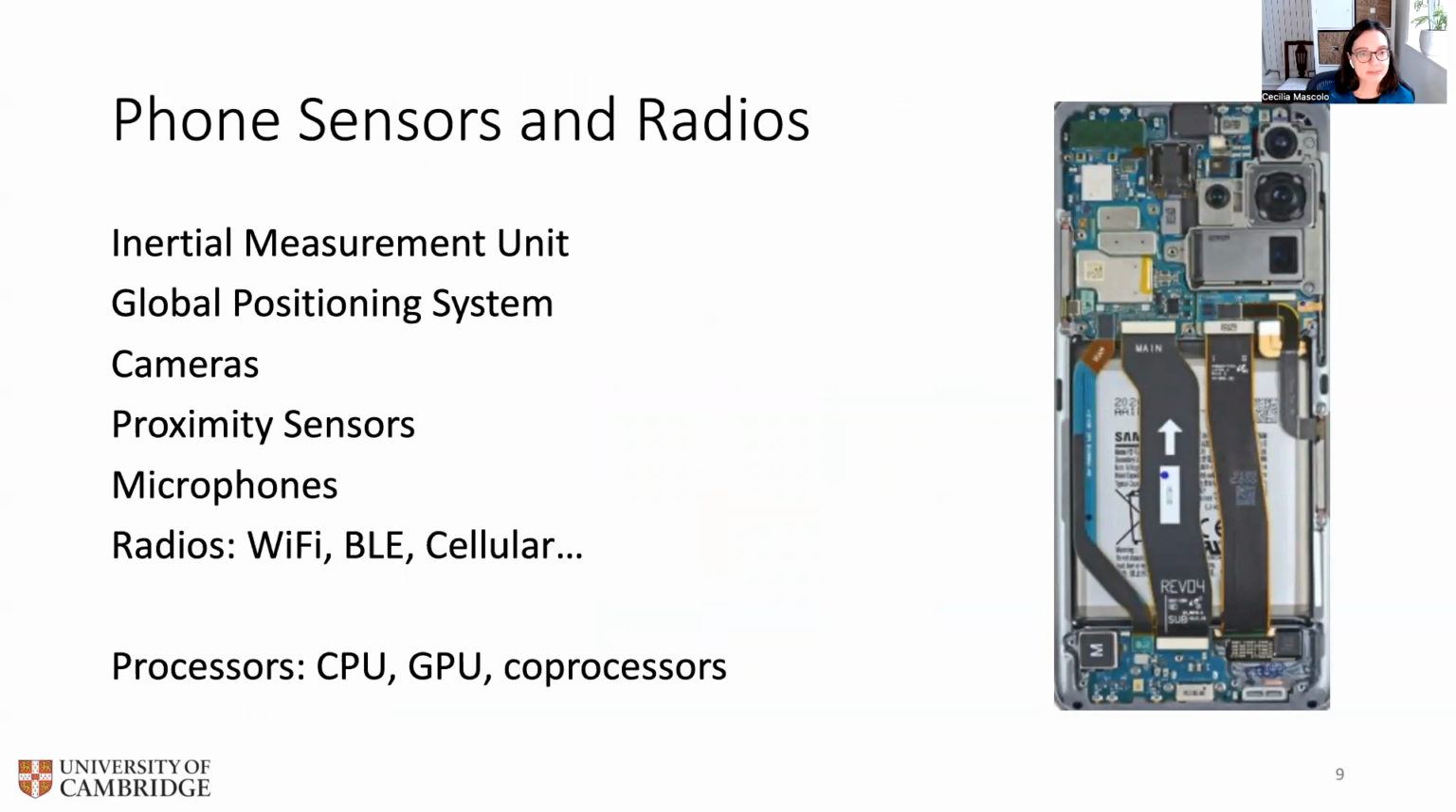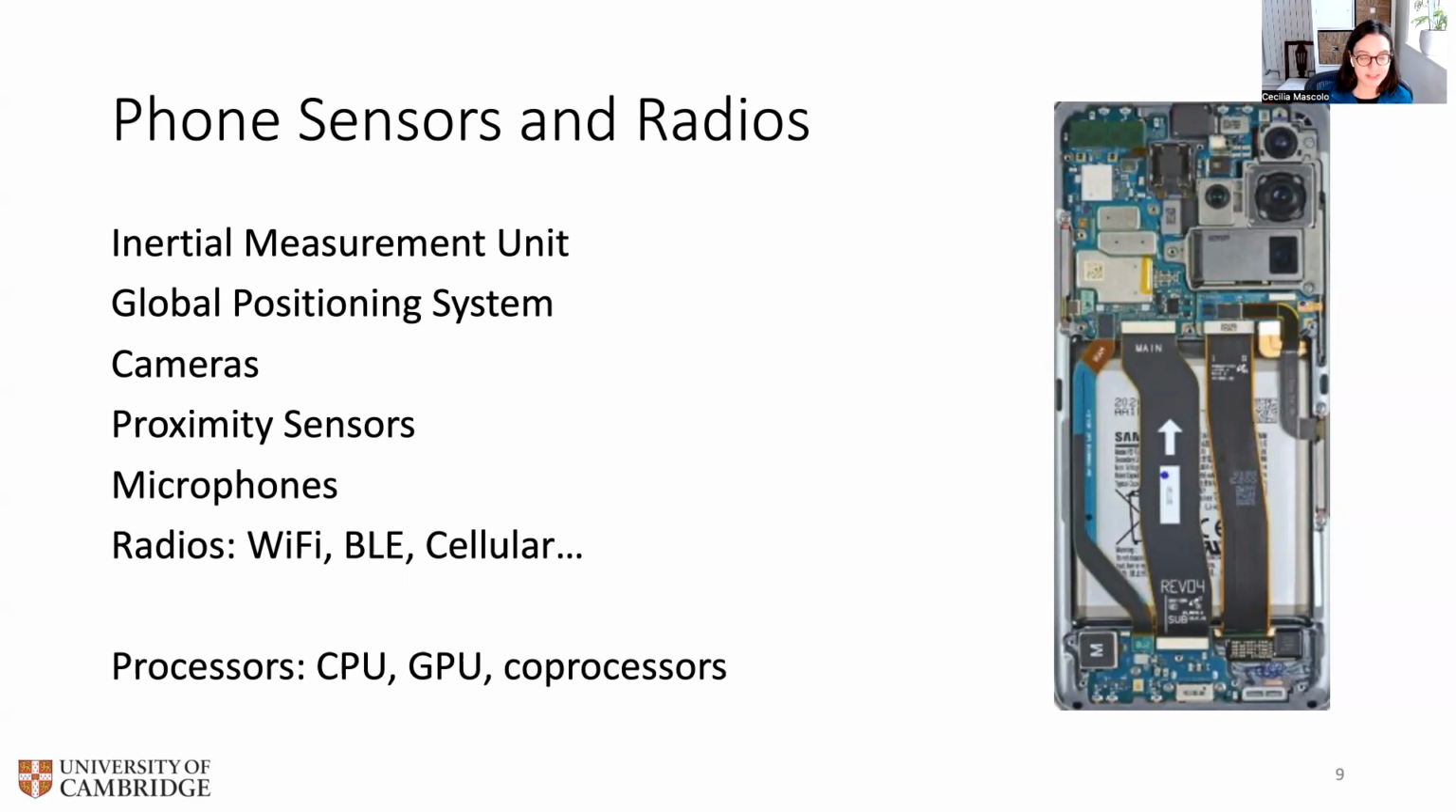So, phone sensors and radios. This is an image of a Samsung phone, a Galaxy S20, from the back, and you can see various components. This phone is already more powerful than my first computer, which probably tells more about my age than anything else. But in addition to power and CPU, GPU, and coprocessor, there are additional sensors that we'll talk about in the lectures one by one.